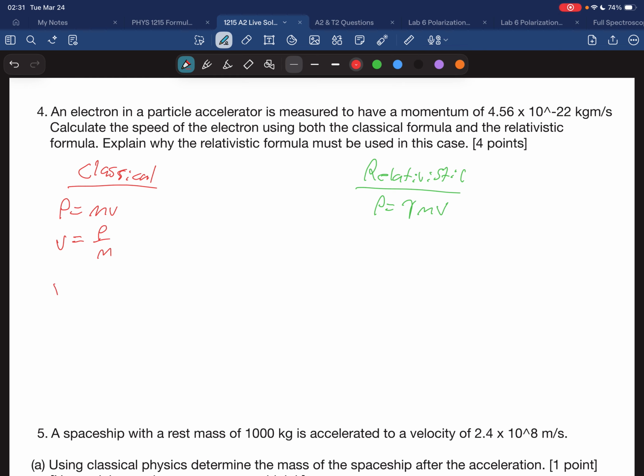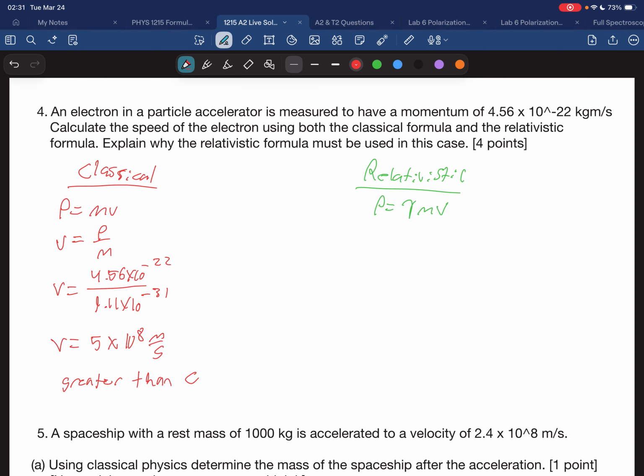P over m. So this is 4.56 times 10 to the negative 22 over 9.11 times 10 to the negative 31 kilograms. V equals 5 times 10 to the 8 meters per second. This is greater than the speed of light, c. So, not possible.